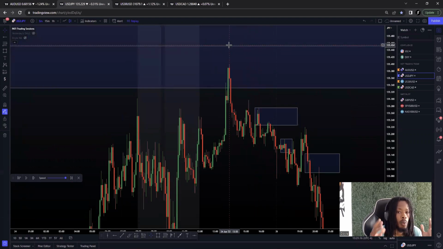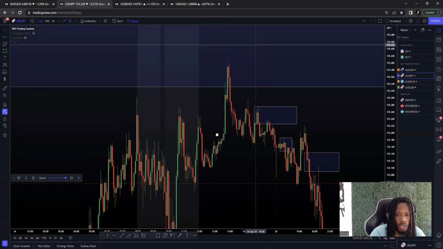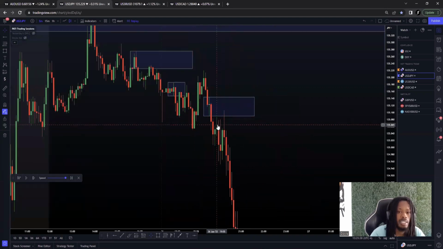or not the 1 minute, but that 5-minute supply that was within the 1 hour. So this is what I mean by just putting a horizontal line and seeing where they reject from, and then wait for an identical setup, which was this setup right here, to take the sale.